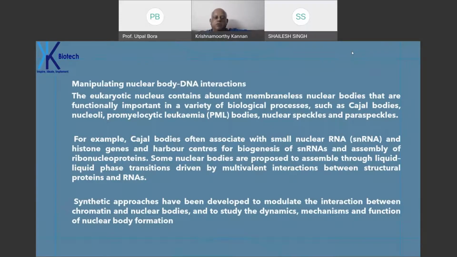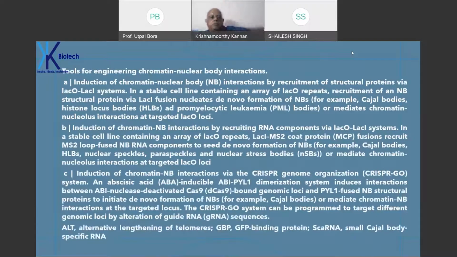Synthetic approaches have been developed to modulate the interaction between chromatin and nuclear bodies and to study the dynamic mechanisms and function of nuclear body formation. We are going to hear from some of the speakers who will talk on this aspect. So the tools for engineering chromatin nuclear bodies: we talked about the induction of chromatin nuclear bodies by recruitment of structural proteins via the LacI system in a stable cell line containing an array of LacO repeats, recruitment of NB structural protein, etc. This is the de novo formation of nuclear bodies, for example, Cajal bodies.